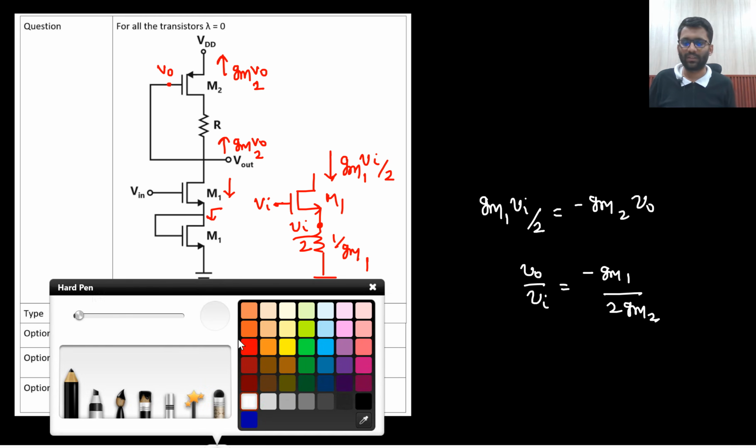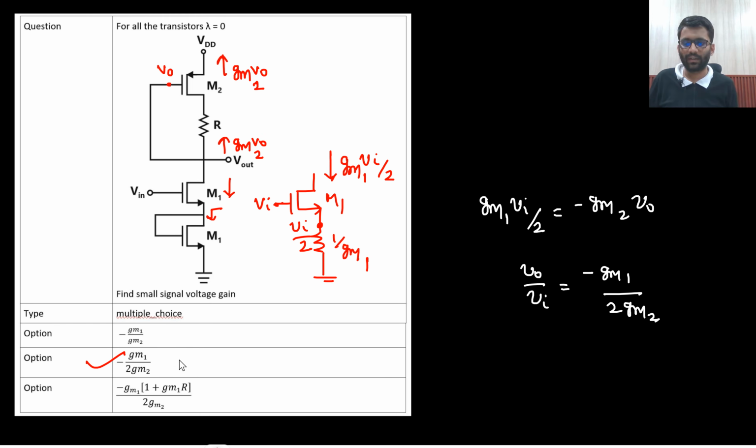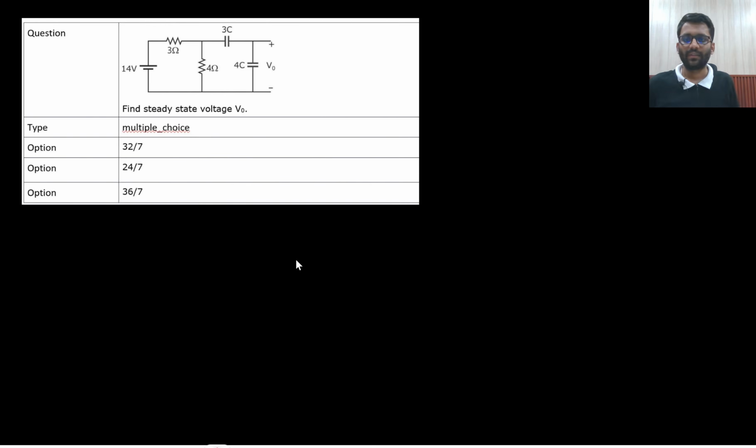That's it. So option 2 is correct. Okay, good question it was. Quickly you would have been able to solve if you have good idea of small signal analysis. So a good idea of small signal analysis is required. Certainly it is required. This question is very straightforward.